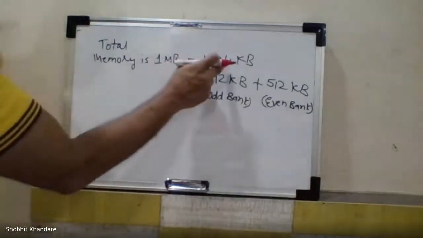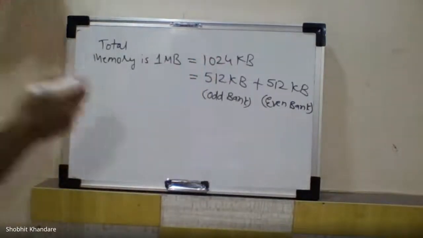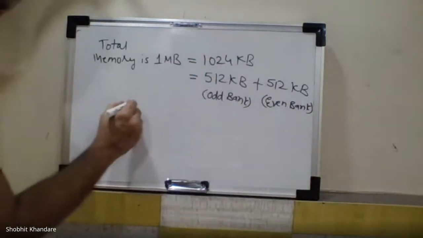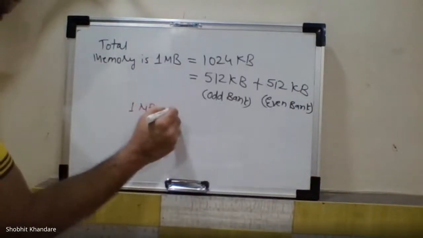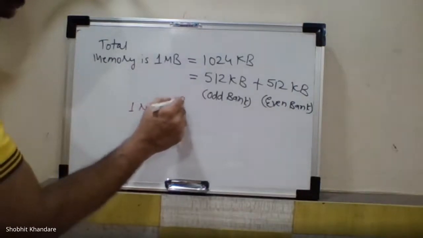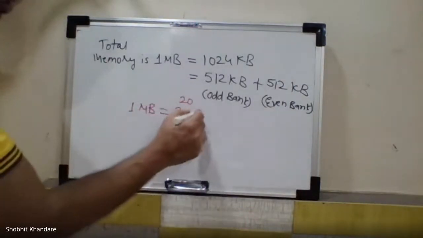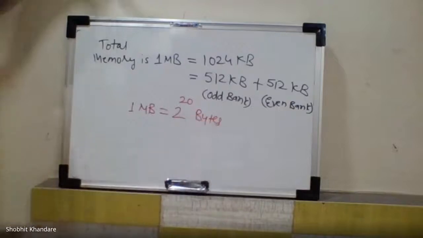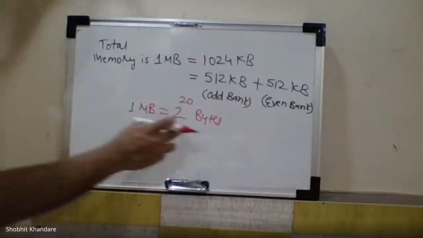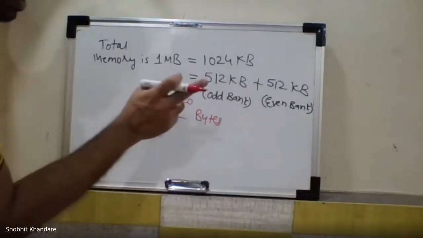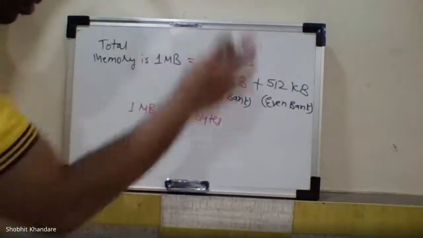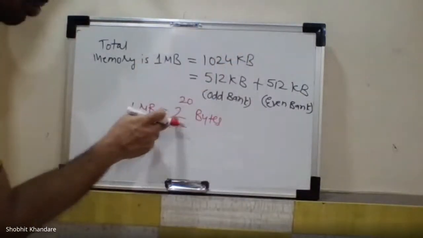How do you get this 1024? You can write down somewhere on the side. That is 1 MB is equals to, I have told you already, it is in the binary format. Binary it is written as 2 to the power of 20 bytes. I can write this 2 to the power of 20 because you know you have 20 address lines, so how many memory locations can you address? 2 to the power of 20.